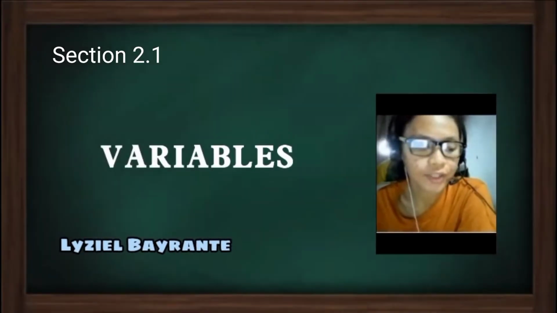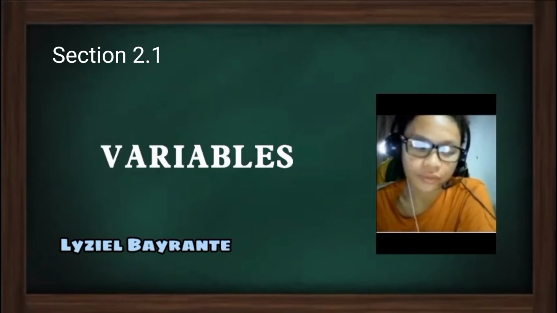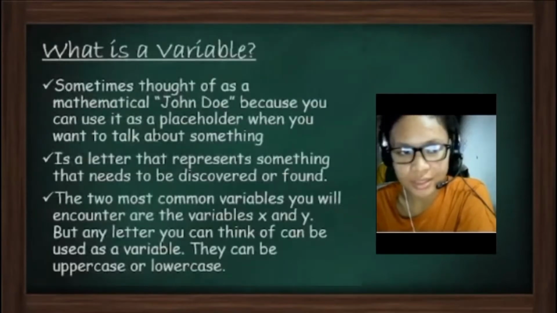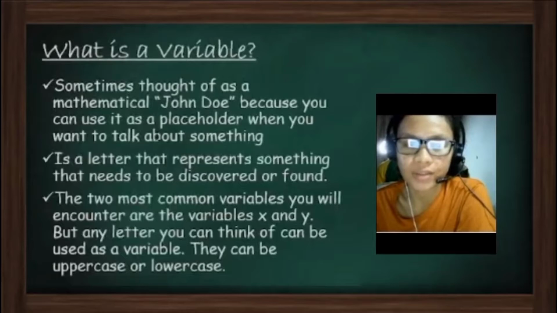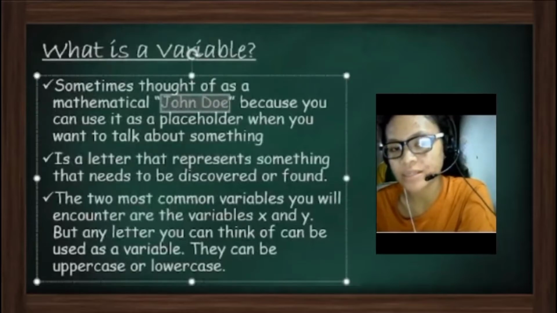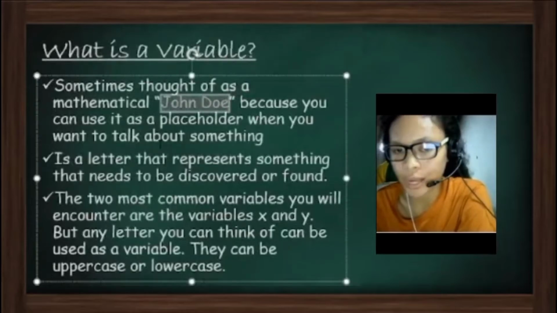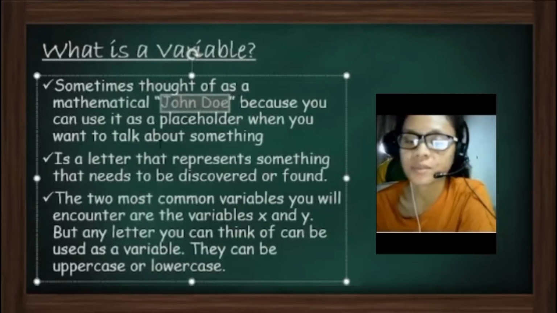This is Lizel, and for today's lesson we are going to focus more on variables. So what is a variable? It shows here that it is sometimes thought of as a mathematical censored name, because you can use it as a placeholder when you want to talk about something.